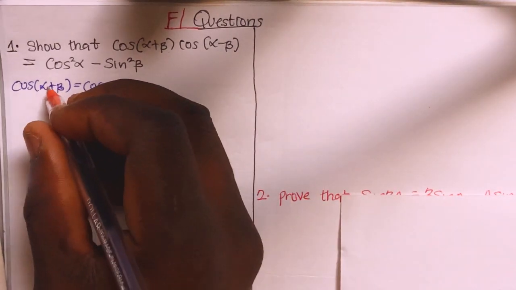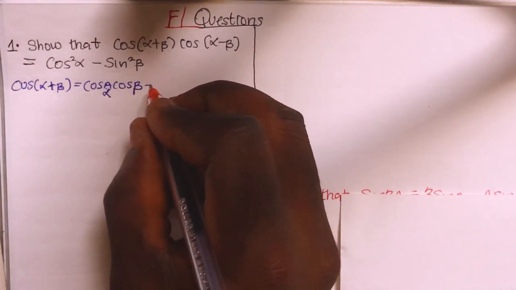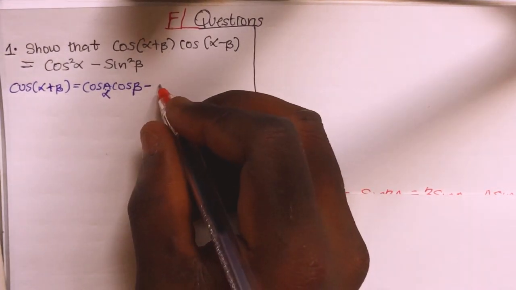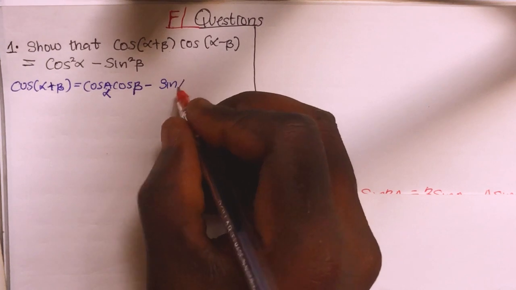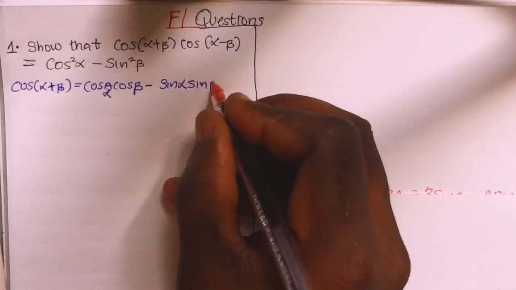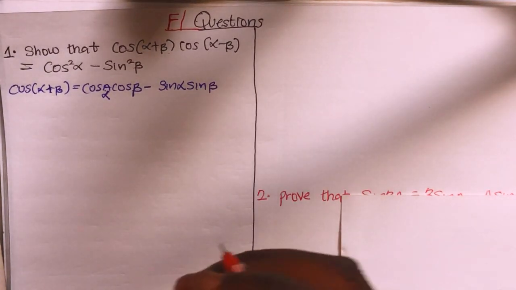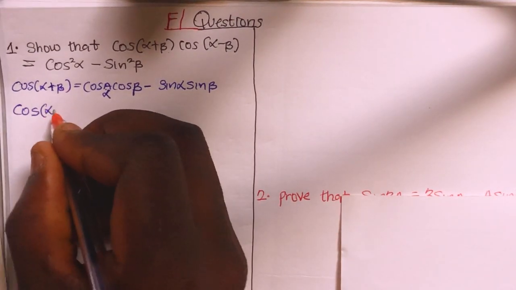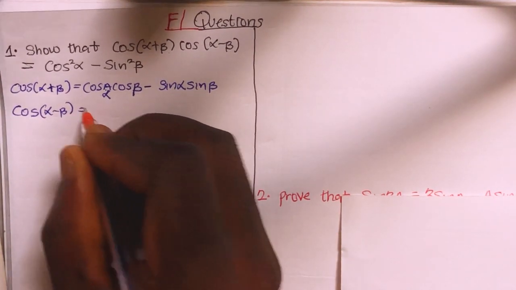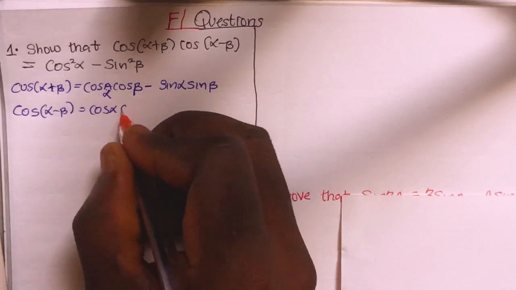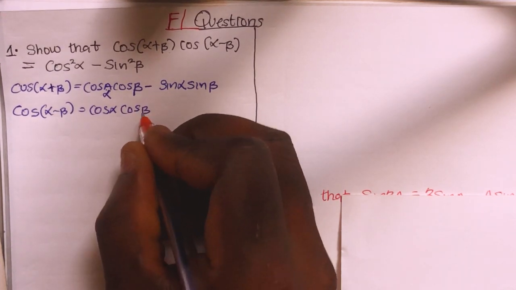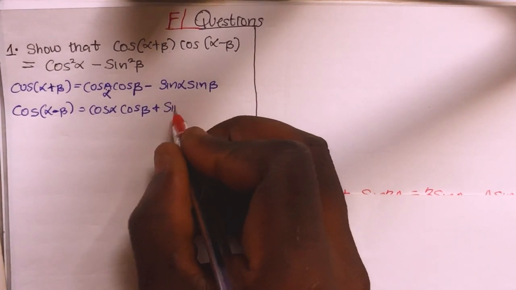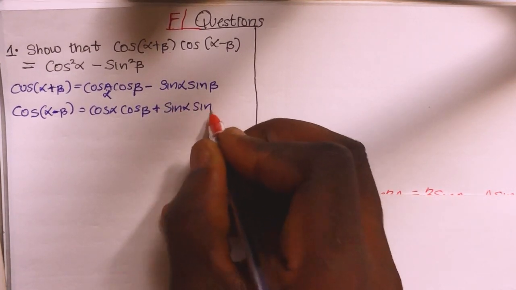Since you're having an addition sign here, this one will be a negative sign: cos alpha cos beta minus sine alpha sine beta. Similarly, if you're having cos(alpha minus beta), it is still the same thing as writing cos alpha cos beta, and since you're having a negative sign here, this one turns to plus sine alpha sine beta.